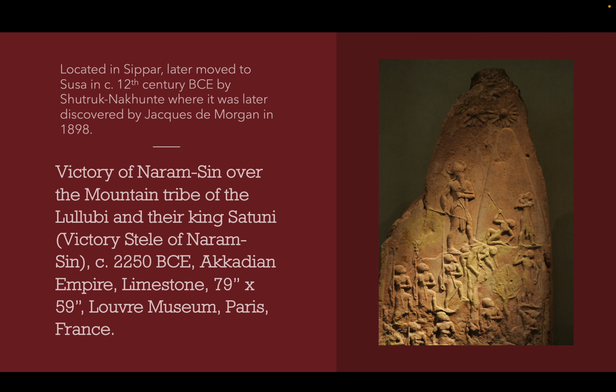Next, we have the Victory Stele of Naram Sin. So this is another example of low relief. This one is made with stone, so it was carved using a subtractive process. So when we talk about subtractive process, that means that the sculptor is subtracting something away. They're carving something off. They're taking away from the main material in order to create an image.